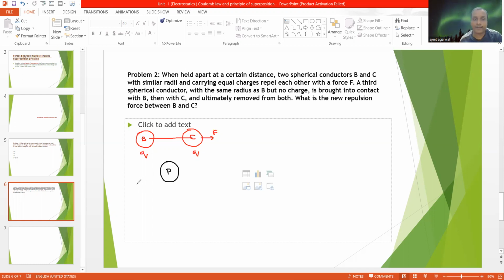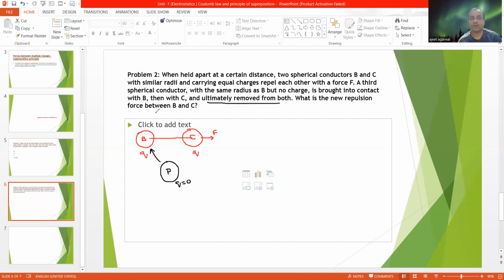So it is brought in contact with B. Suppose you have to touch first with B and then with C. Question जो ध्यान रखिए, किस तरह से आपको दिया हुआ है, एक एक स्टेप पढ़ेंगे. जैसे थर्ड स्फेरिकल कंडक्टर विद सेम रेडियस as B, साइज सेम है बिकॉज B और C already identical थे, और P का साइज भी B के जैसा, तो P का साइज C जैसा भी हो गया, तो identical ये भी हो गया. But it has no charge, इसमें कोई चार्ज गिवन नहीं है, तो हमें इसका जो चार्ज है वो जीरो लेना पड़ेगा. Initial charge is zero, but you have to touch first with B and then with C and ultimately remove from both. फिर इसको remove कर देना.